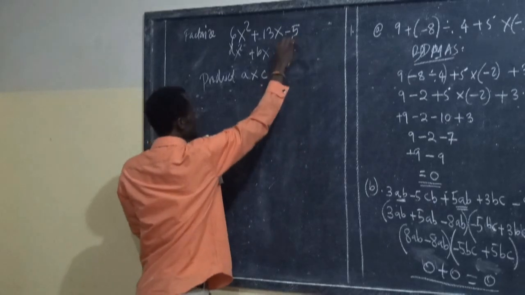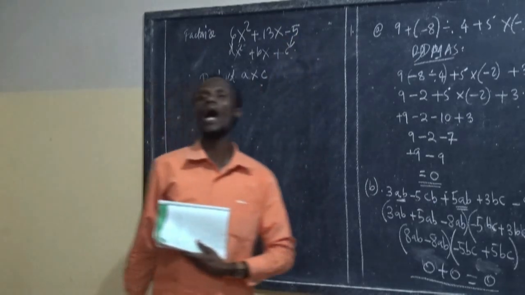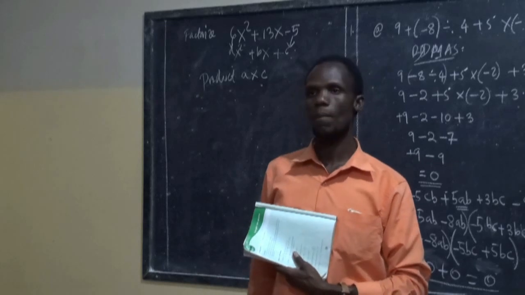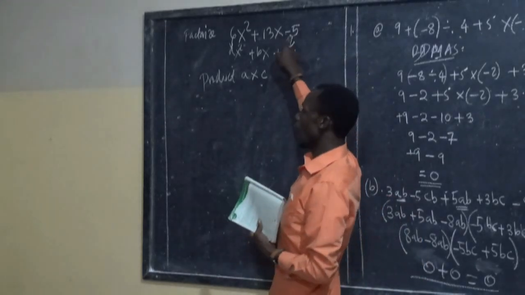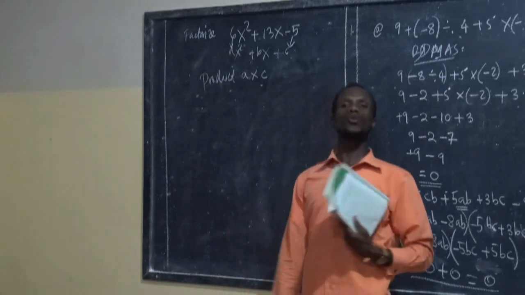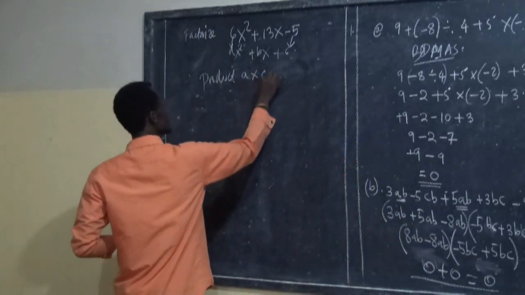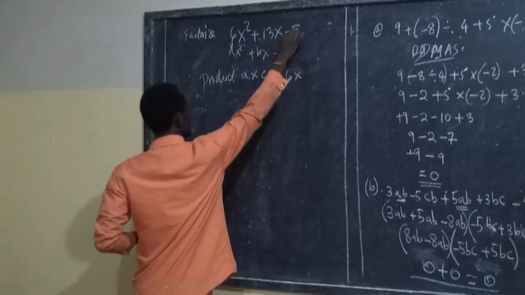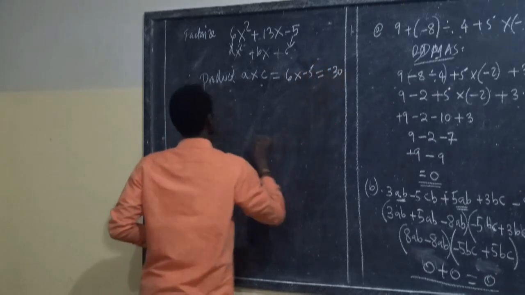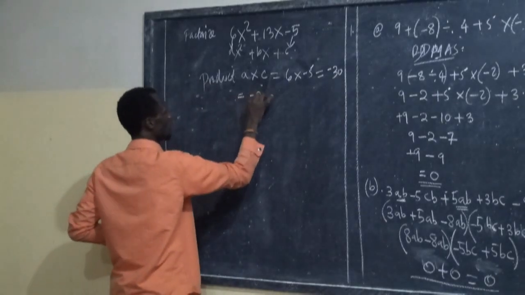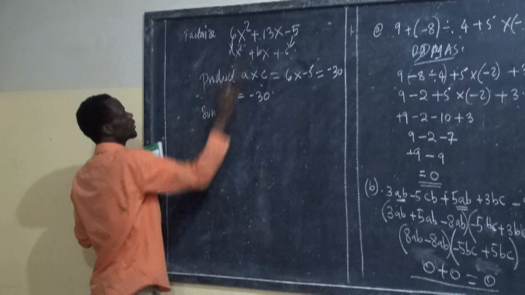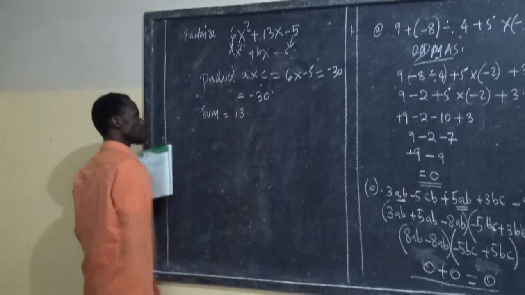C is negative 5. Please, I beg of you, my dear, involve the sign. If there is a negative here, make sure that you have used it. Now, a is 6 times c is negative 5, so the product is negative 30. But the sum is equal to 13. That is the sum.